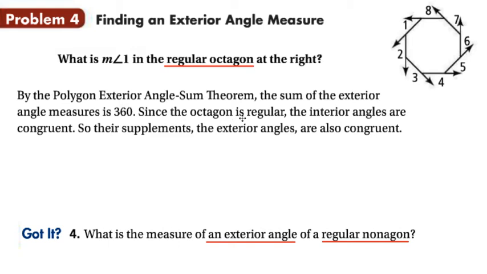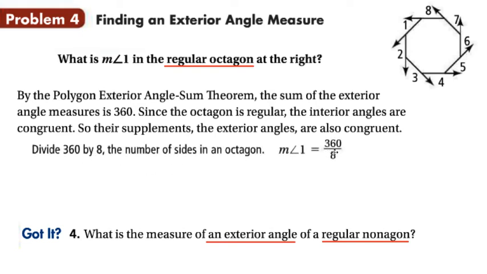Notice it says a regular octagon, which means all of the angles and sides are congruent. The interior angles are congruent, so their supplements, the exterior angles, are also congruent. Since they add to 360, how many exterior angles do we have? Well, we have 8 of those because it's an octagon, so all we need to do is divide 360 by 8, and that gives us 45 degrees for each exterior angle.